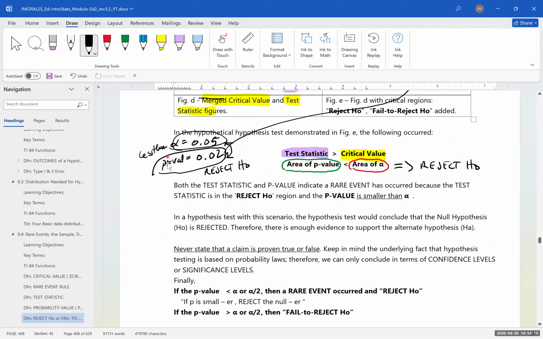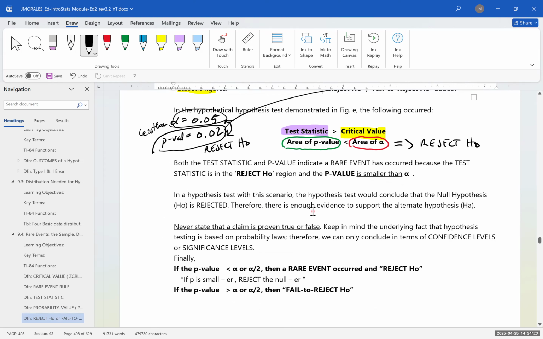One way to remember this idea about the p-value and the significance level is I came up with a little sentence. It says, if p is smaller, reject the nuller. So if the p-value is smaller than the significance level, then reject the null. Okay, so if p is smaller, reject the nuller. Otherwise, you're going to fail to reject.